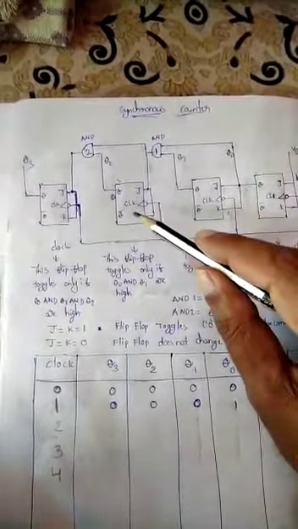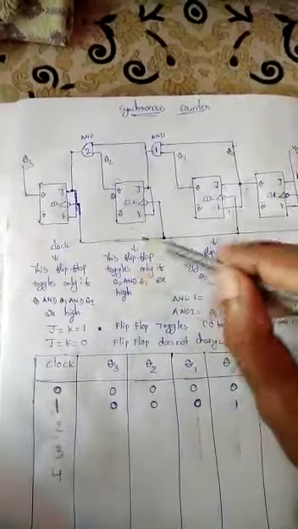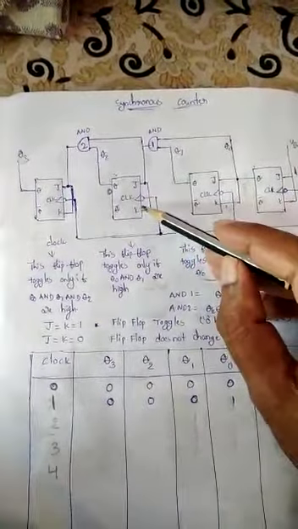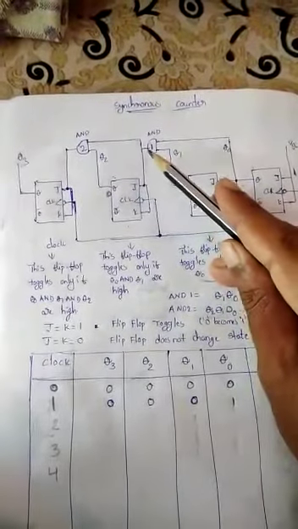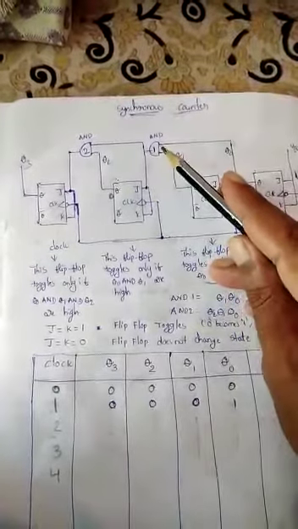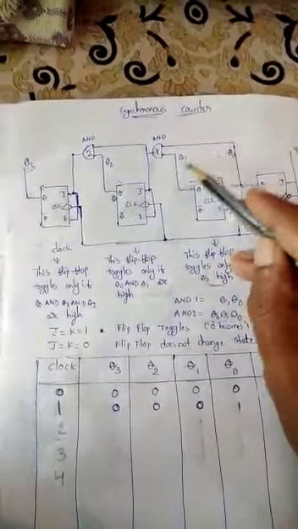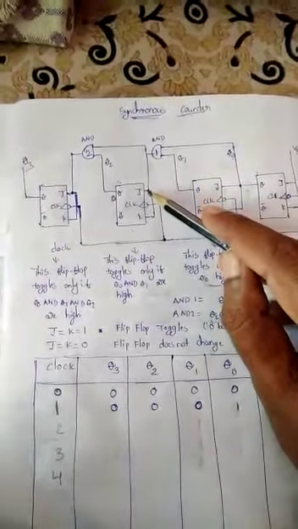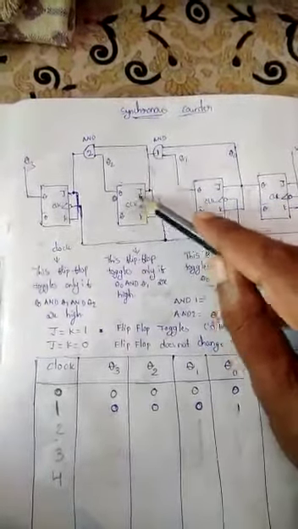The third flip-flop toggles only if Q0 and Q1 are high. The third flip-flop inputs J and K are connected to the AND gate 1 output. AND gate 1 inputs are Q1 and Q0. When Q1 and Q0 are high, the AND gate output is automatically high, J is equal to 1 and K is equal to 1, and this flip-flop goes to the toggle state.